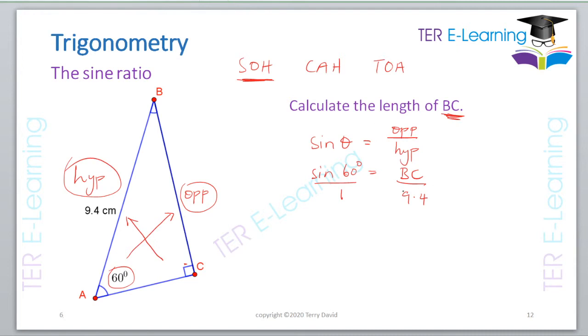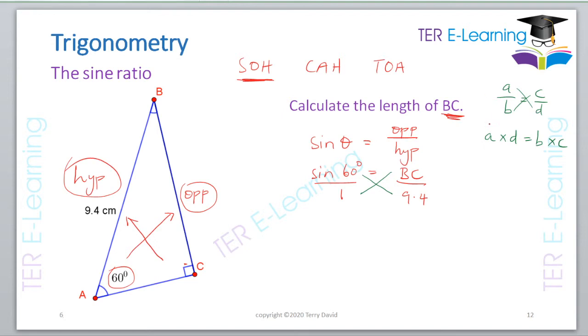We're going to cross multiply. So what does that mean? It means that sine 60 multiplied by 9.4 is equal to BC multiplied by 1. If you have never seen this before, this is what cross multiplication is. If I have A over B equal to C over D, that is one fraction equal to another fraction, I can cross multiply and say that A multiplied by D is equal to B multiplied by C, right?